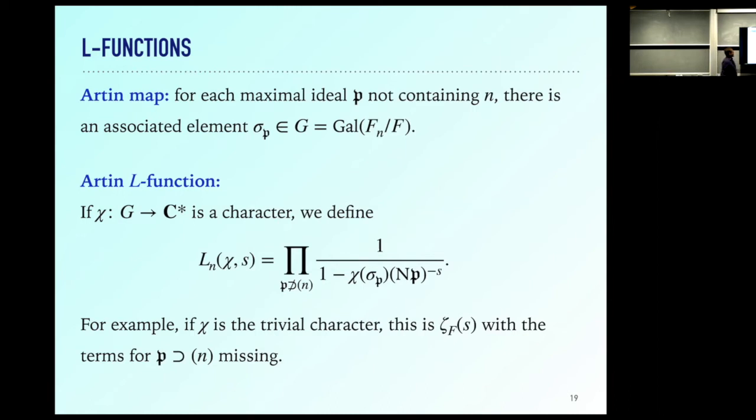So for example, if chi was the trivial character, if this were just 1, then you would get back the zeta function, except you'd be missing some of the Euler factors. You'd be missing the P's that contain N. That would be the only difference.